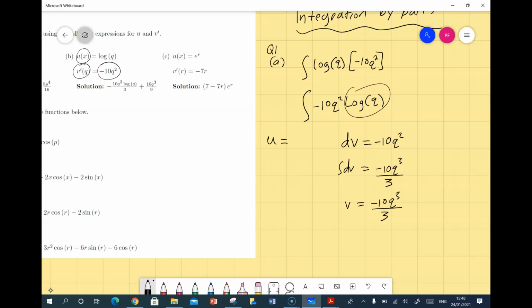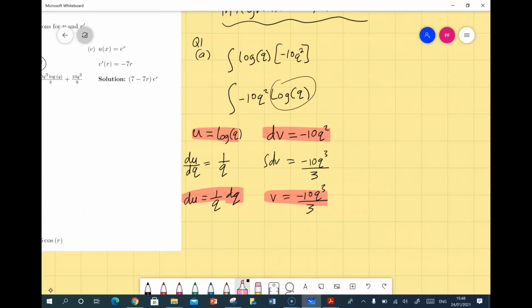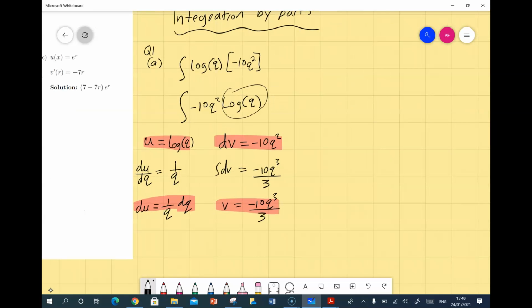Next, my u must be the log of q, which means my du/dq equals 1 over q, which means du equals 1 over q dq. Okay, I have my 4 important parts. Now I apply my formula. In this case, we're going to have the integral of u dv equals, and our formula for integration by parts, u times v minus the integral of v du.